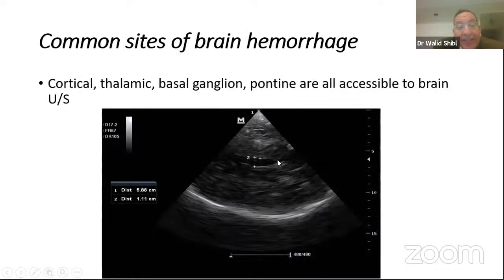As you see here, this is the 3rd ventricle. While we are talking about the 3 levels of B-mode brain ultrasound, we'll talk about the 3rd ventricle. As all of you know, all around the 3rd ventricle, on 2 sides, there is the thalamus, there are the basal ganglia, there is the temporal lobe, and with tilting up, there is the parietal lobe. All these areas are areas of hemorrhage. So these are accessible for ultrasound assessment.